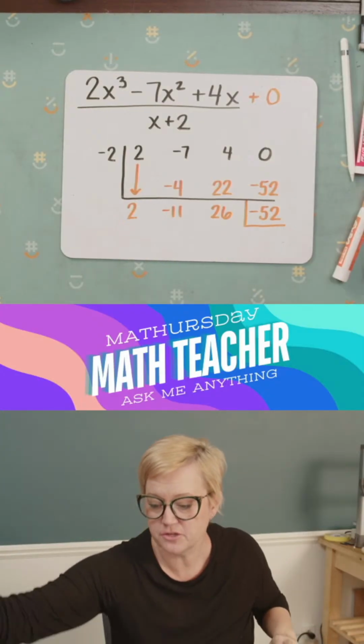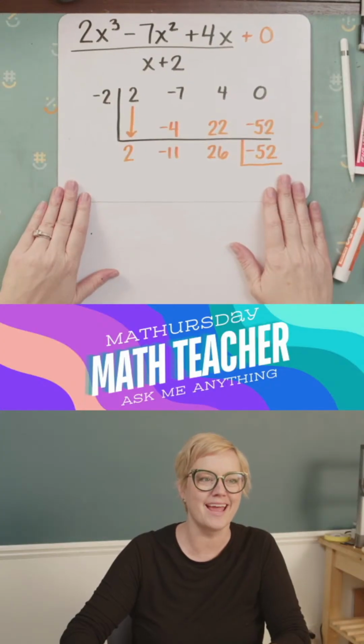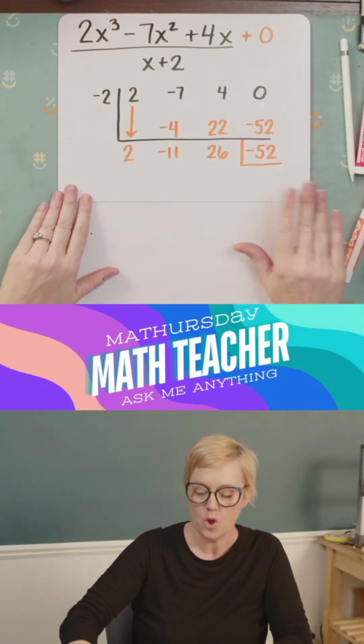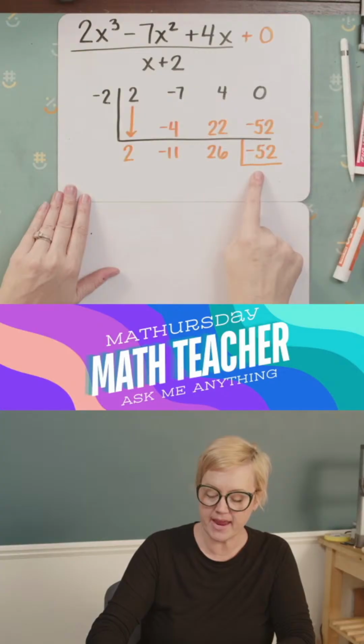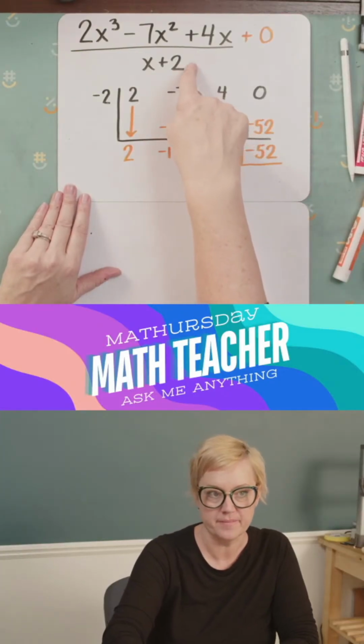So -52 is my remainder. And remember, remainder is going way back to elementary school, right? Way back to elementary school, that remainder is like a fraction of what you had originally, right?